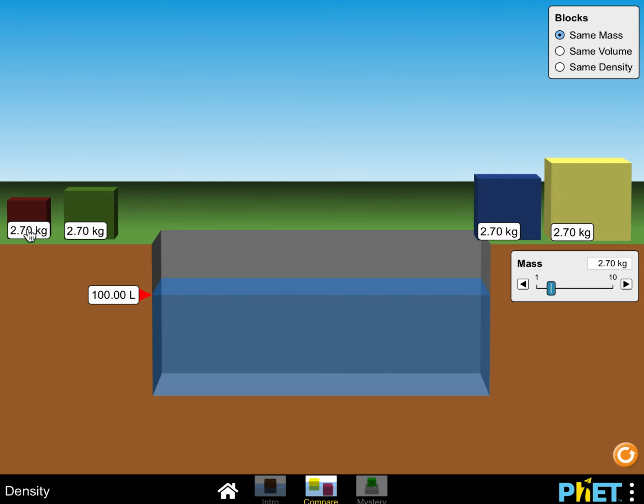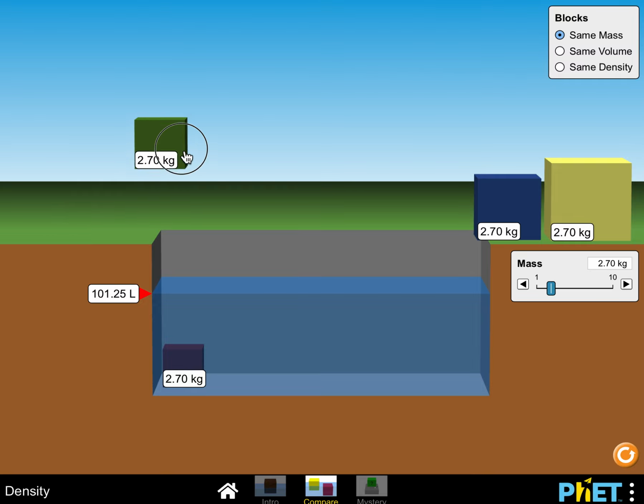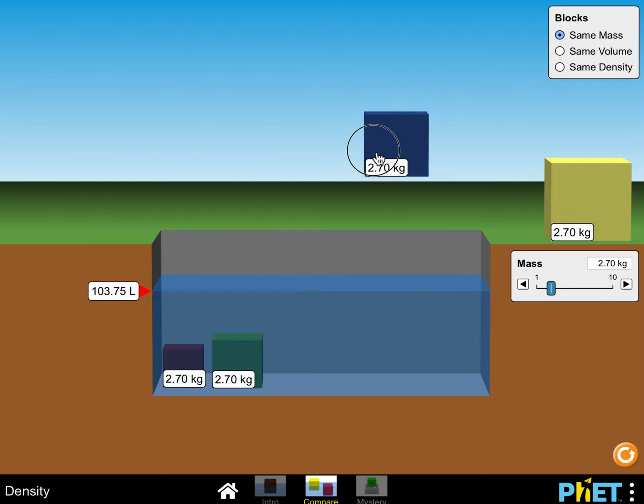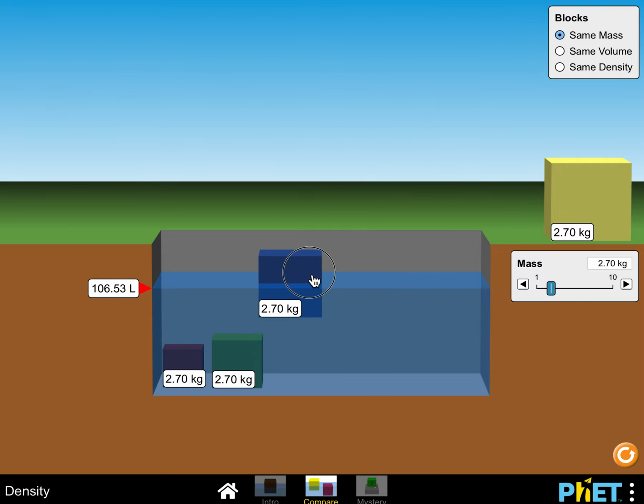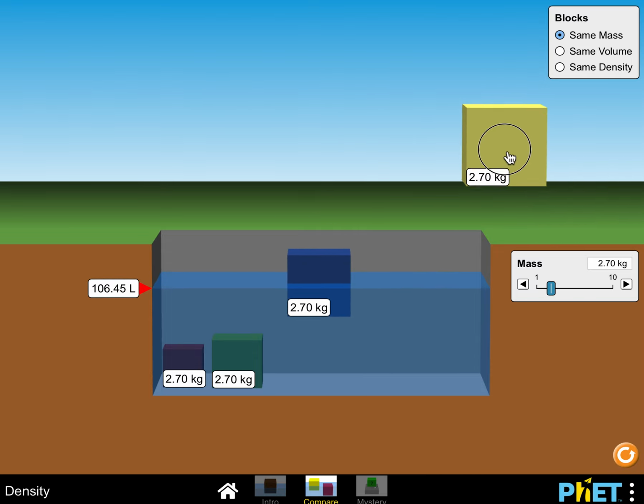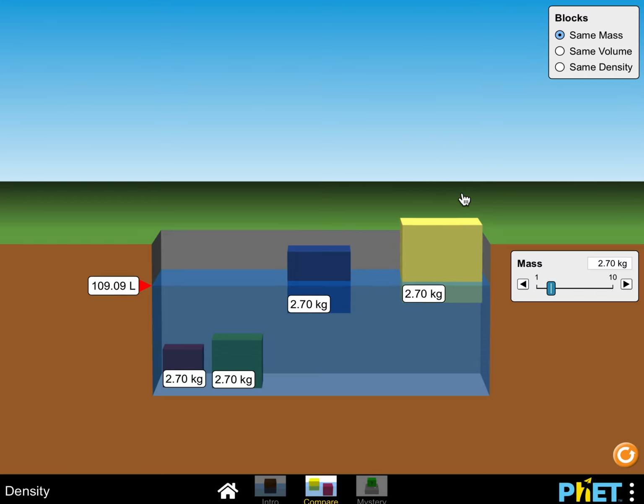So the first one, well, let's go ahead and just take a look at the experiment, see what happens. So if we put the first one into the water, that one sinks. Put the second one into the water, that one also sinks. Put the third, that one floats. And put the fourth in, that one floats. So why is that? How is it possible that even though these objects all have the same mass, 2 of them sink and 2 of them float?